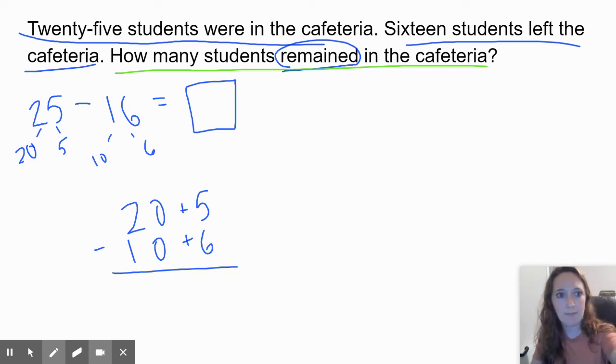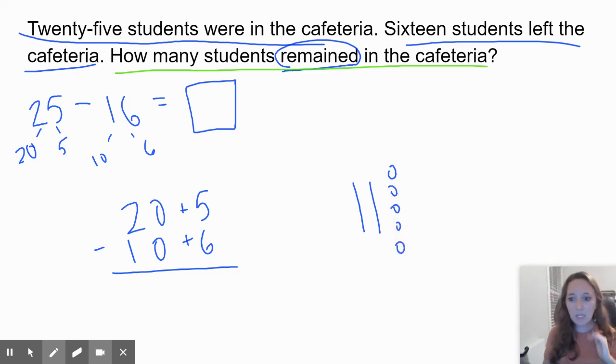I'm going to show it on the side in base 10 blocks. 25: 10, 20, 21, 22, 23, 24, 25. I'm not going to draw the 16 because that's the number I'm taking away. Repeat it after me. We're not going to draw the 16 because that's the number we're taking away. Okay. So now I have 5 ones, but I need to take away 6.